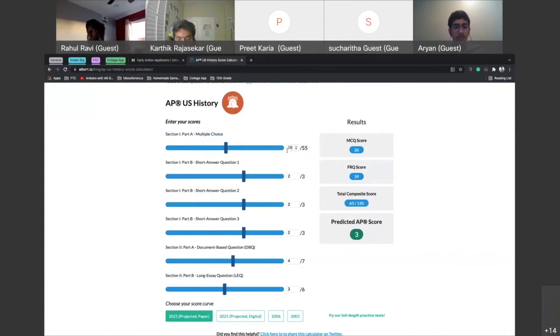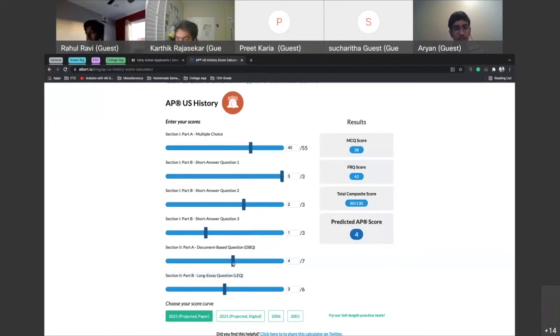Let's say I only get 40 of the 55 correct, so I get 15 multiple choice wrong. And then let's say there are 3 short answer questions, which are kind of like just one paragraph responses. Let's say I do really well on one, okay on the second one, and not so good on the third one. So 3 out of 3, 2 out of 3, and 1 out of 3. And then there are 2 essays I have to write. One's a document-based question based on 7 documents, and one's a long essay question.